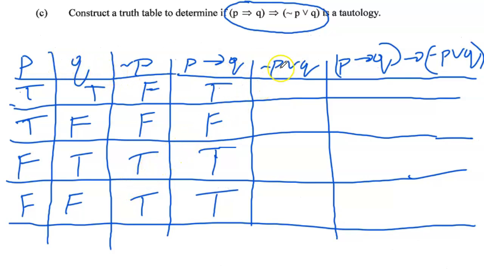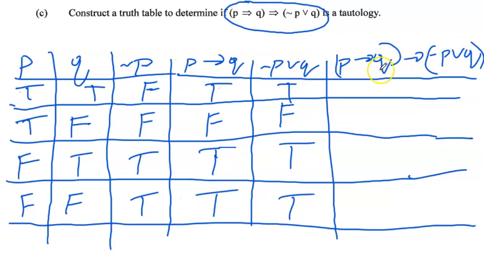Next, not P or Q. We're connecting the second and the third column using OR. And the thing about the OR table is it is always true except for false, false. So not P or Q: we have a false here in the second row, so this will be false. Every other combination would be true.